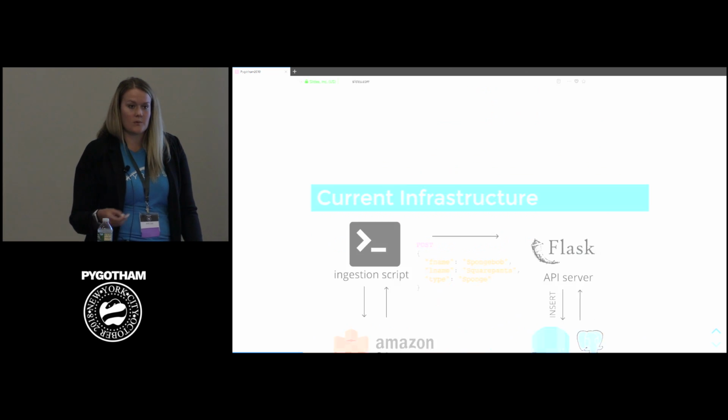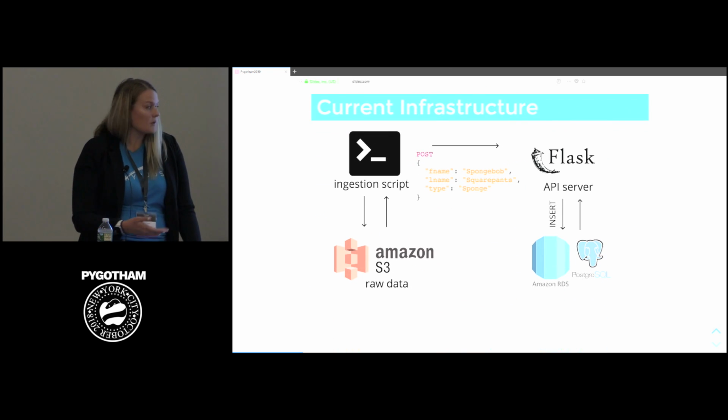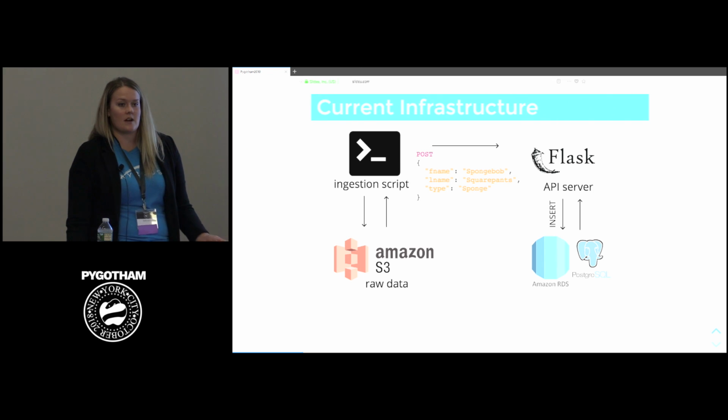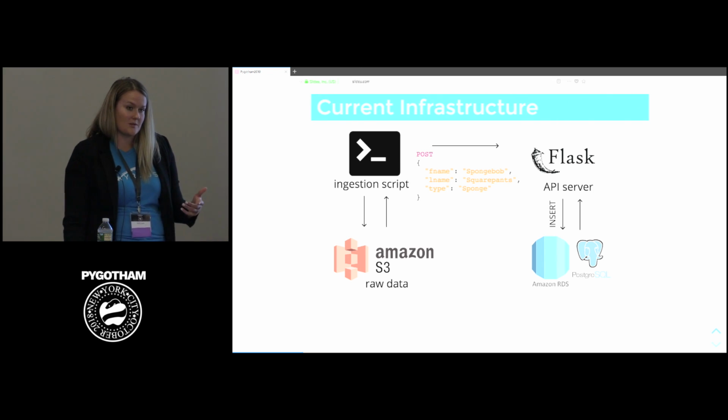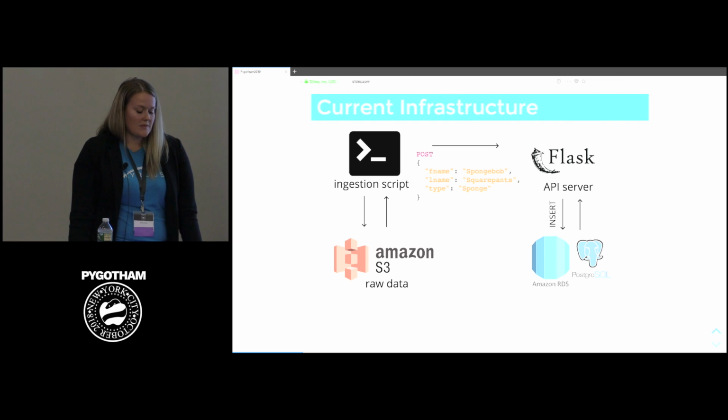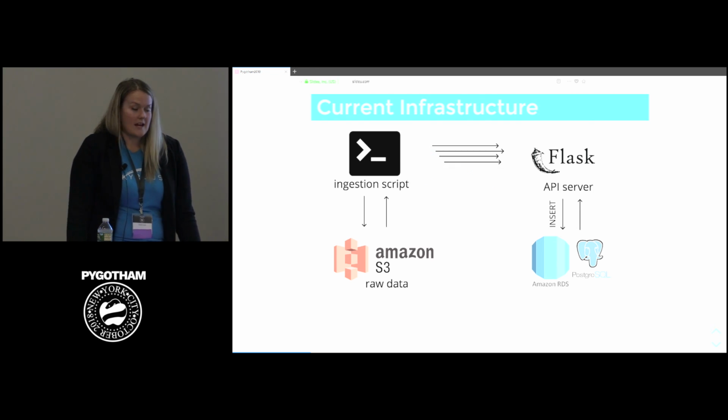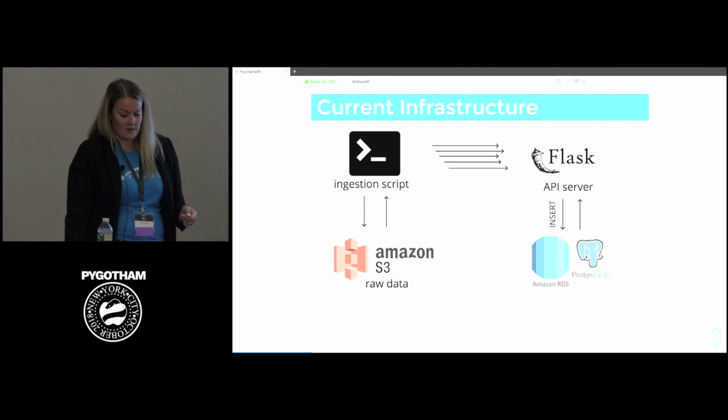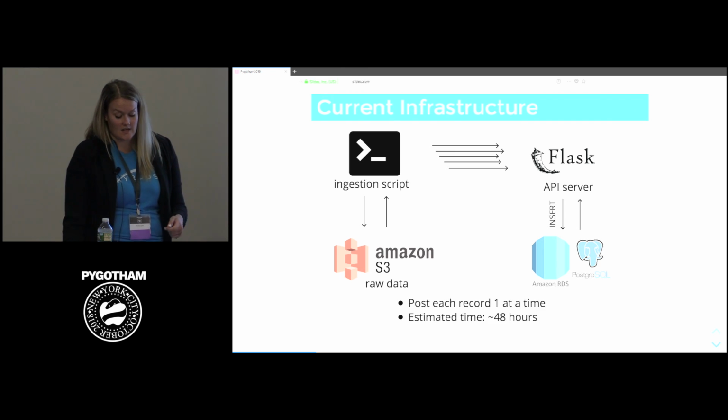So how would we typically ingest it? Well, we'll keep the data file on S3. And if you're not familiar with S3, it's just a cloud storage system. And we would then invoke a script that would post each record one by one to our Flask API. Then that API would interact with our Postgres database and insert each record one by one. We estimated that this would take about 48 hours for this size of data.